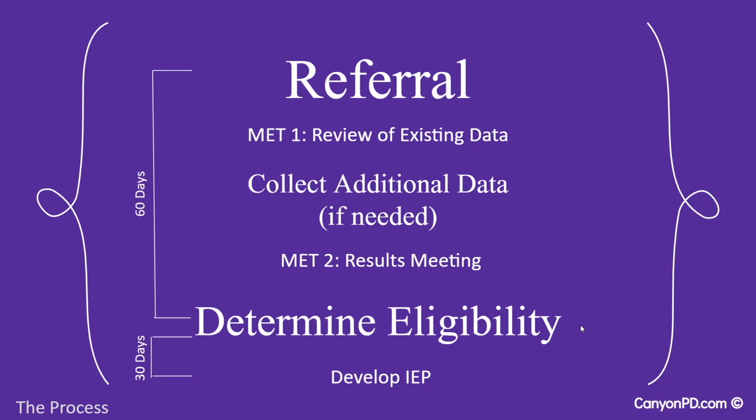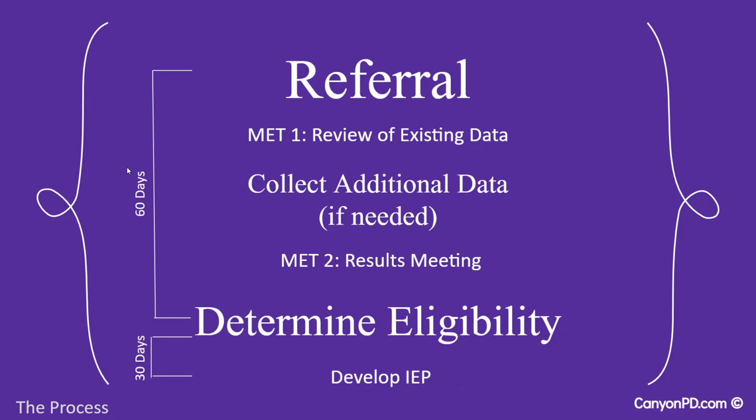We are going to, as a team, look at the data, look at the criteria for each of the disability categories, and determine if the student does indeed qualify under one of those disability categories. And then we get to develop the IEP, the Individualized Education Plan, so that we can outline how we're now going to support the student.